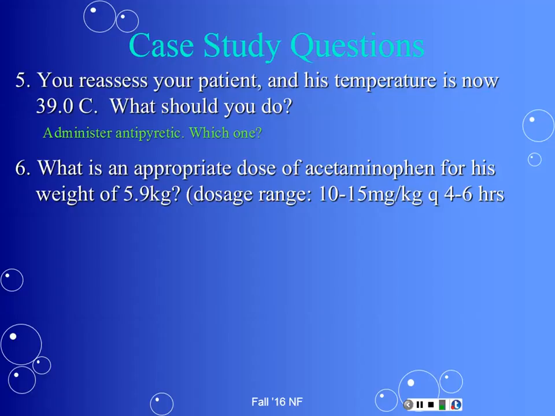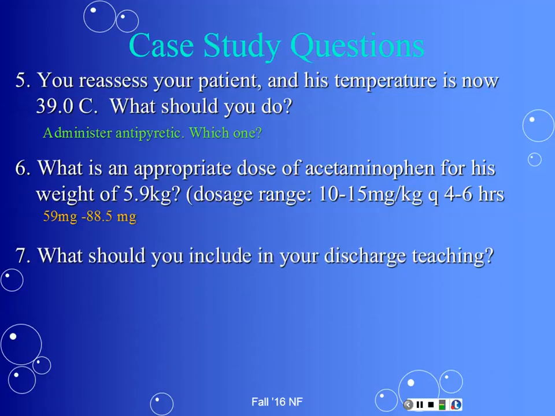All right, so what's an appropriate dose for 5.9 kilo? So about 60 to 90, right? So 59 to 88.5. What are we going to include in our discharge teaching for this kid? Because a lot of times these kids will be snotty for weeks. They will be coughing for weeks. They may have periods where they're in respiratory distress and periods when they're not. What are we going to teach the parents?